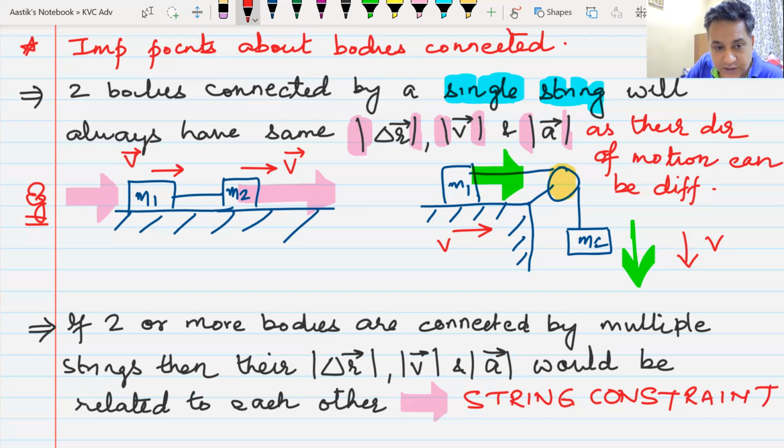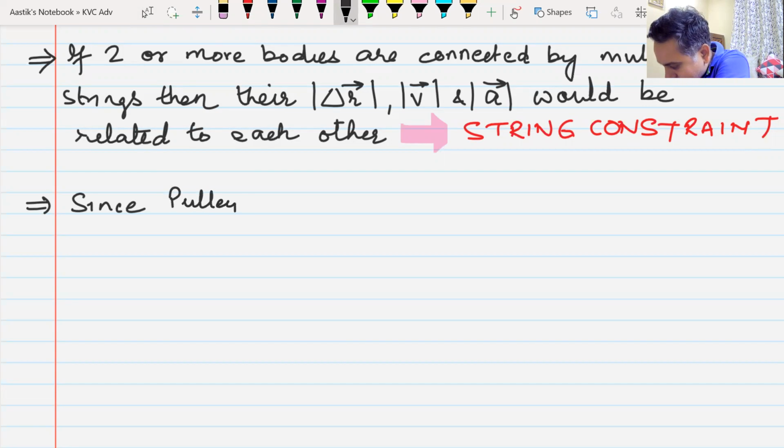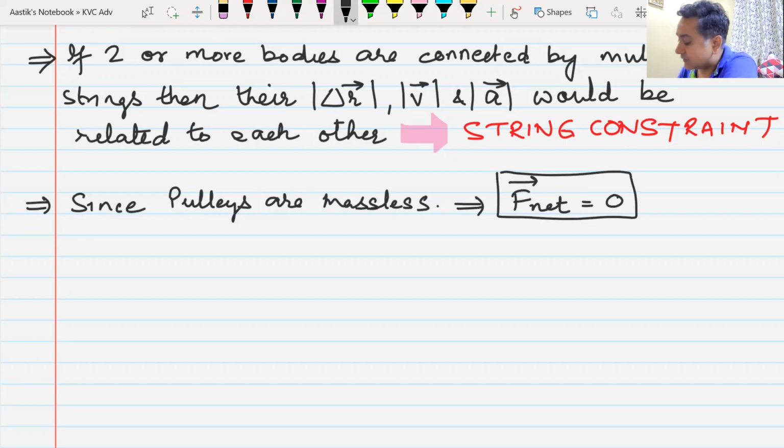Yes, sir, done. Now you can also write this thing. Pulleys are massless. They do not have any mass. We are considering that they do not have any mass. Mass is zero. That implies the net force on any pulley is always going to be taken as zero unless and until they have a mass.